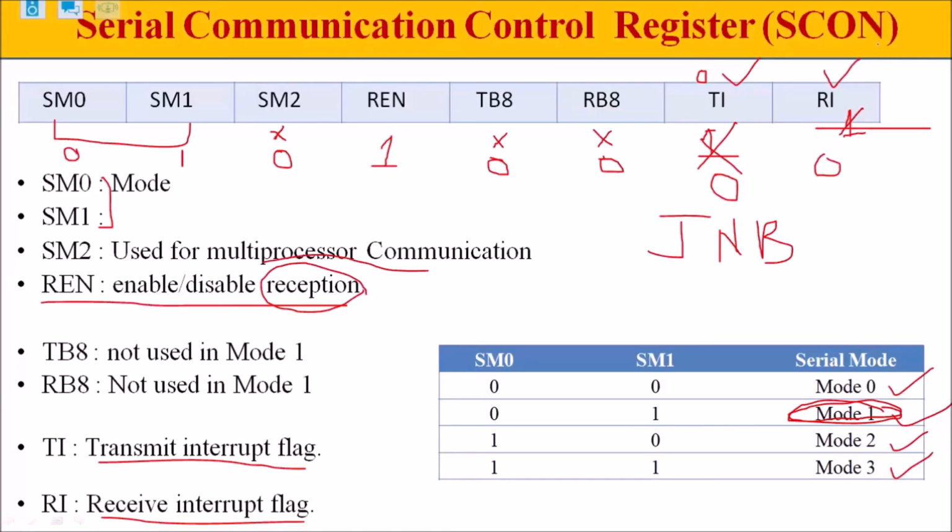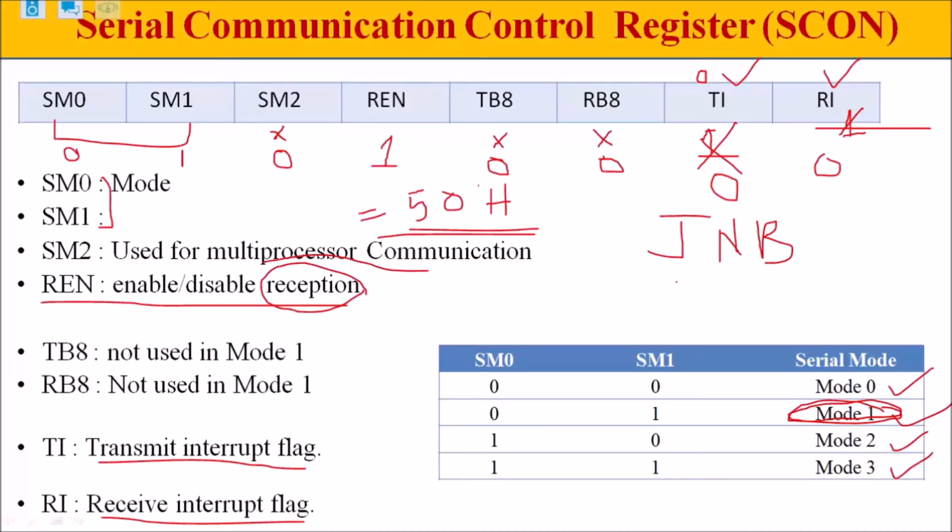So how will we enable the SCON register for mode 1? This is mode 1, 0, 1. This is 0. If you want to enable the receiver, this is 1. And all other bits are 0. So if you convert it into hex, you will get 50H. Remember this value. The SCON register should be initialized to 50H when you are using it in mode 1, and you have to study mode 1 programming.